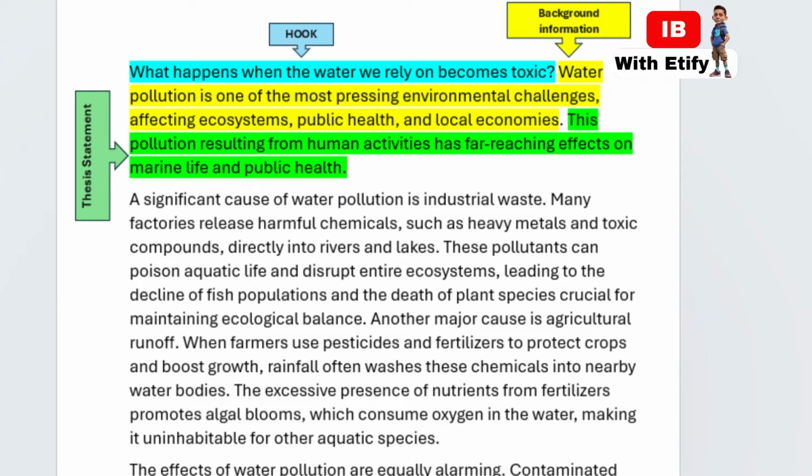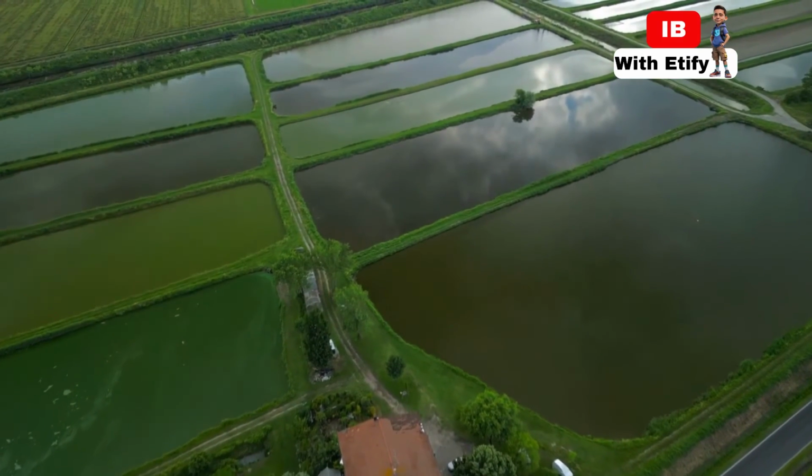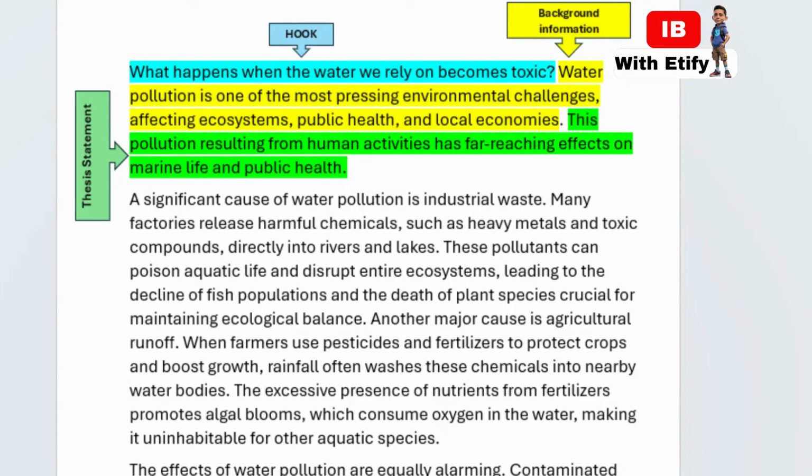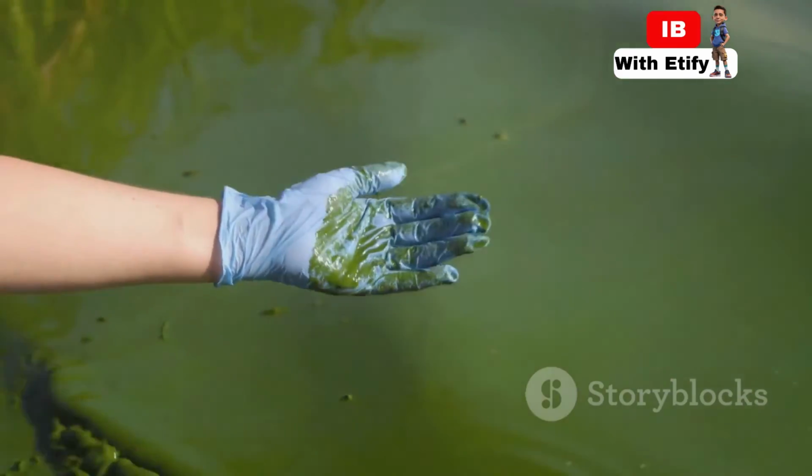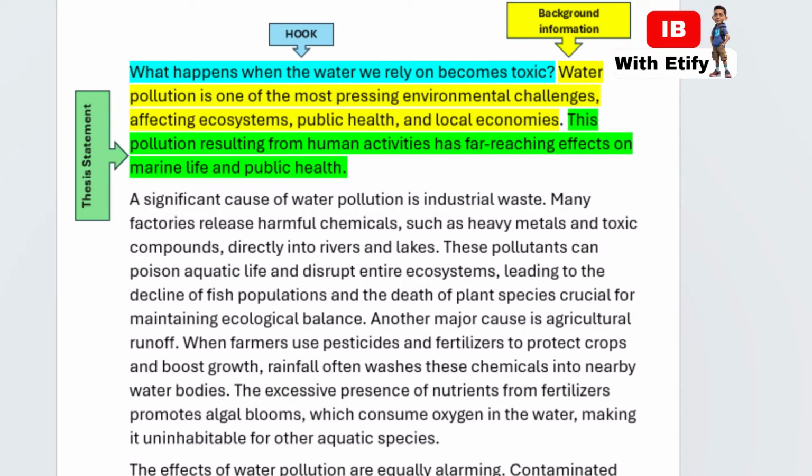These pollutants can poison aquatic life and disrupt entire ecosystems, leading to the decline of fish populations and the death of plant species crucial for maintaining ecological balance. Another major cause is agricultural runoff. When farmers use pesticides and fertilizers to protect crops and boost growth, rainfall often washes these chemicals into nearby water bodies. The excessive presence of nutrients from fertilizers promotes algal blooms, which consume oxygen in the water, making it uninhabitable for other aquatic species. The effects of water pollution are equally alarming.